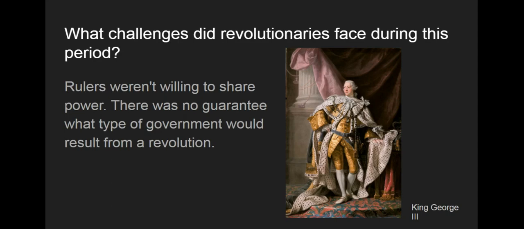This happened with France, even though France had their revolution. They ended up having quite a bit of power struggles throughout as well as afterwards. And then eventually, Napoleon took power from the revolutionaries and formed a new version of the monarchy with his emperorship.